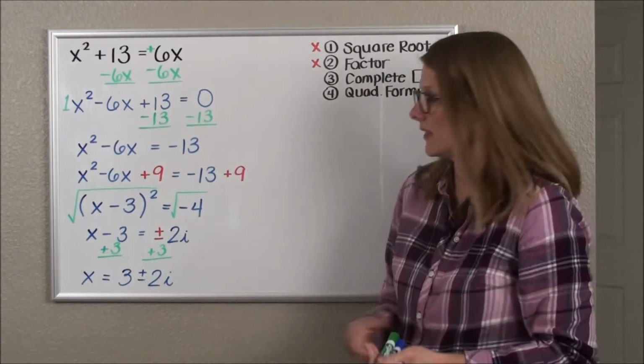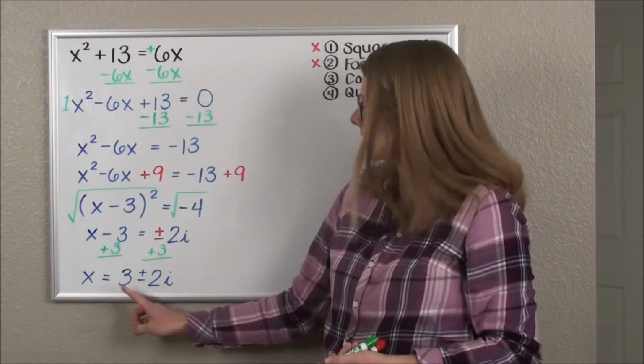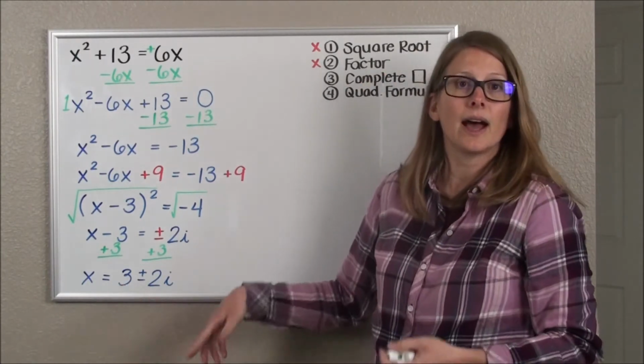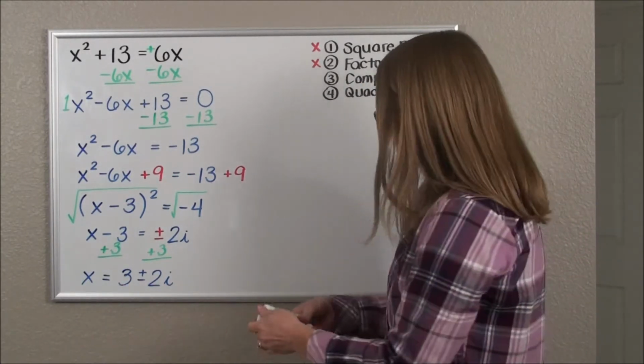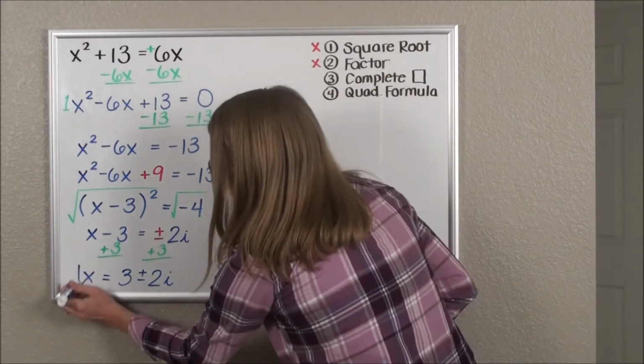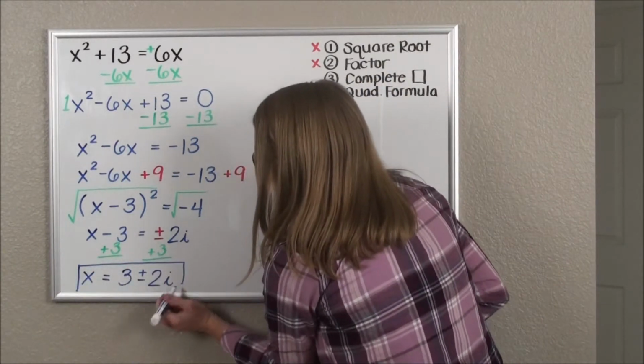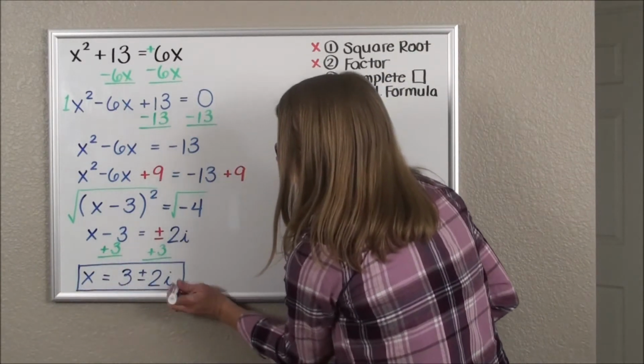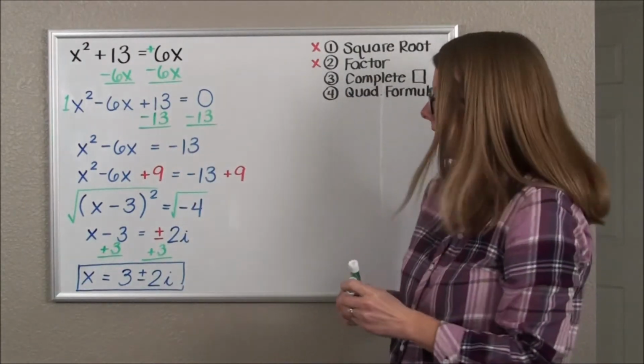And just verify at the end that these terms cannot combine. 3 is real, 2i is imaginary, so they will stay separated and not combine. Here are my two solutions, 3 plus 2i and 3 minus 2i.